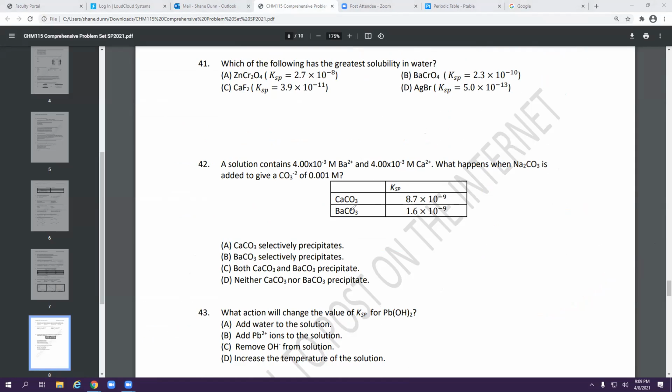Okay. So what this means is that since this is the bigger number, it is going to stay in solution, which means this guy will precipitate out. So 42 is B.